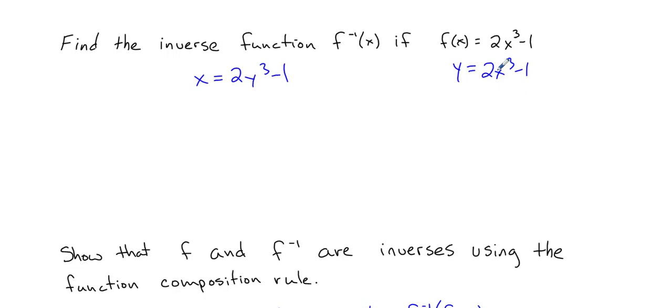Some people might solve for x and then swap. I'm not a fan of that. I'm thinking swap x for y right away. This is the inverse right here, guys. As soon as you swap x's and y's, that is the inverse. Now it's just more convenient to solve for y, right? Add 1, divide by 2: (x plus 1) over 2 equals y cubed. And then cube root, y equals the cube root of (x plus 1) over 2.